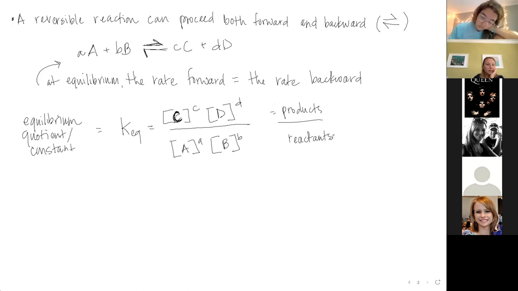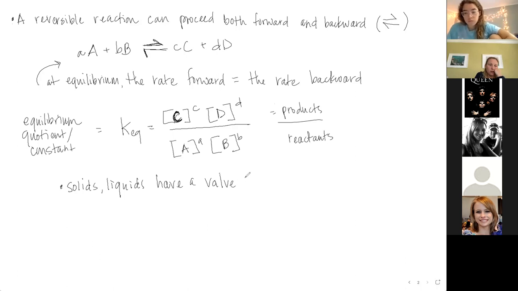So you should have all seen this in fundies. Hopefully you're like, oh yeah, I know this. But an important consideration: solids and liquids have a value of 1. Let me make sure I'm phrasing that right.